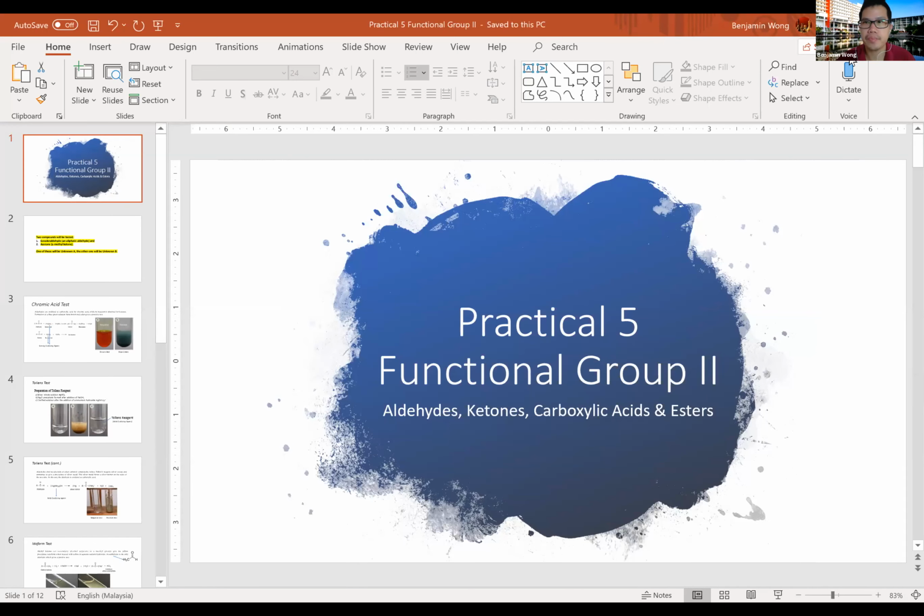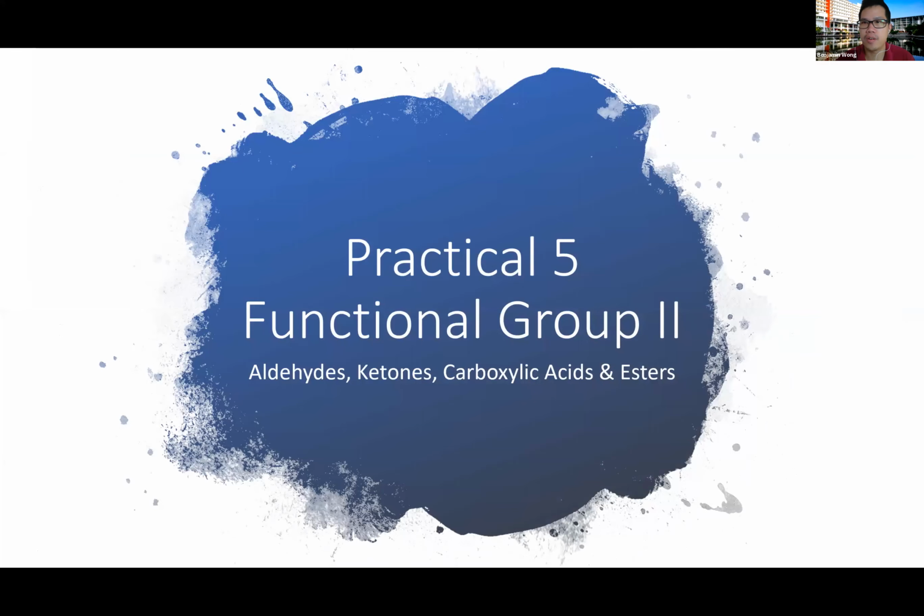Okay, now I'm showing the slide. So this one will be for practical 5. Okay, so 2 weeks ago, practical 4, we talked about hydrocarbons and alcohol. And for this week, we're going to talk about aldehyde, ketones, carboxylics, and also the esters. So these are the functional groups that we are mainly focused on in the practicals.